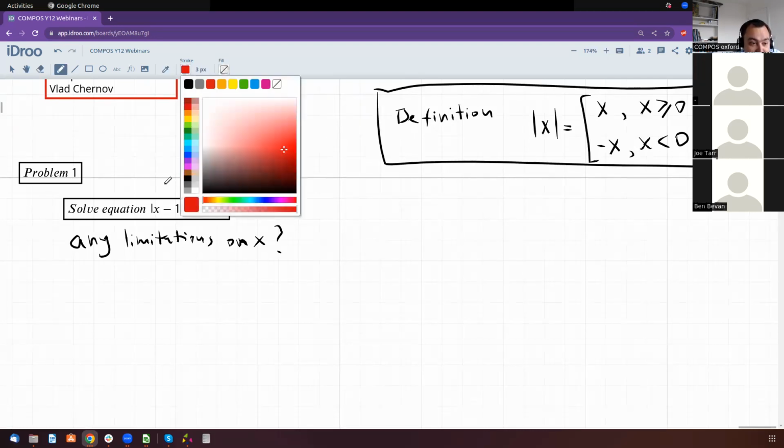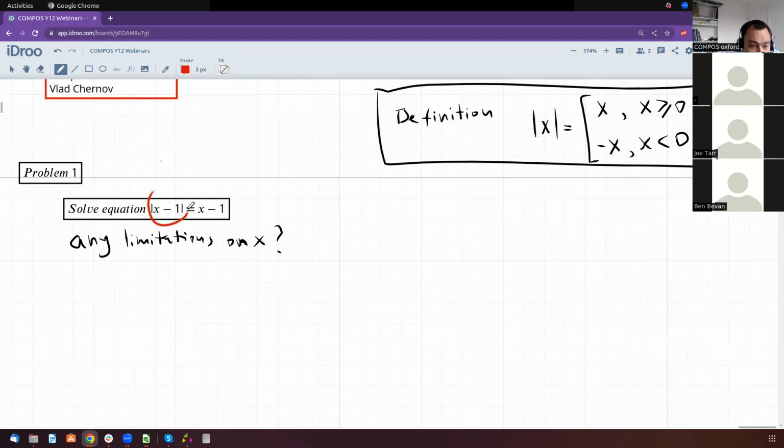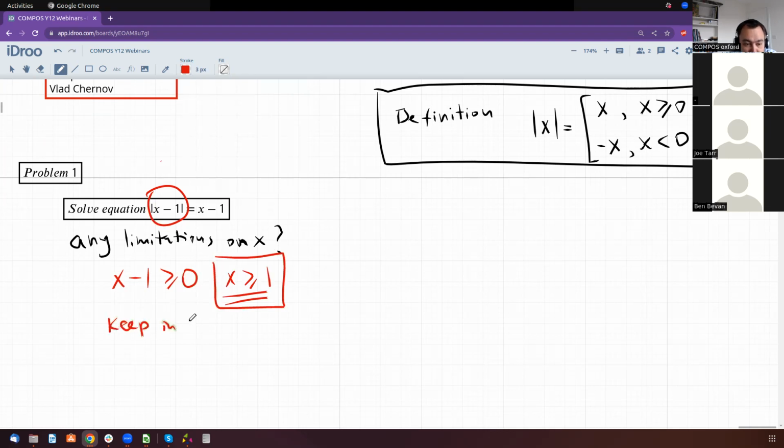The left-hand side is a modulus. There are no restrictions on x here, because you can take the modulus of any number without any restrictions. However, the number on the right is equal to a modulus, so the number on the right has to be positive. So x minus 1 has to be greater or equal to 0. So x has to be greater or equal to 1. Okay, that's a limitation on x. And we just keep this in mind.